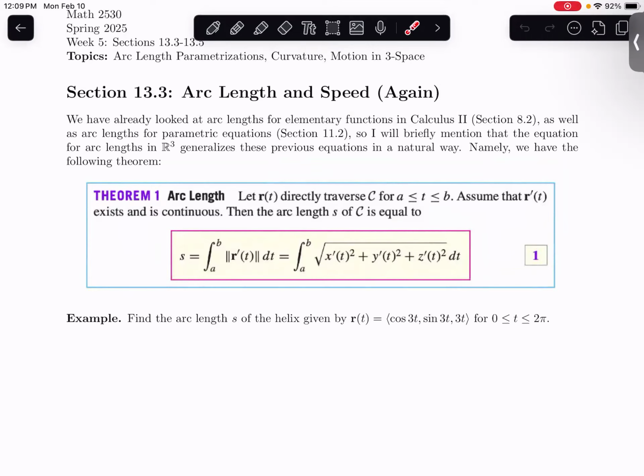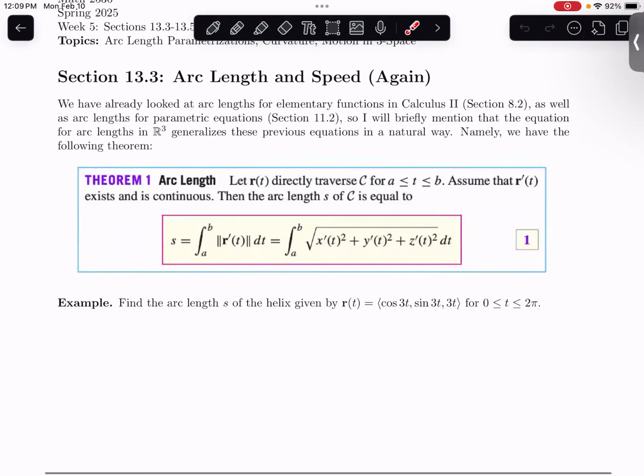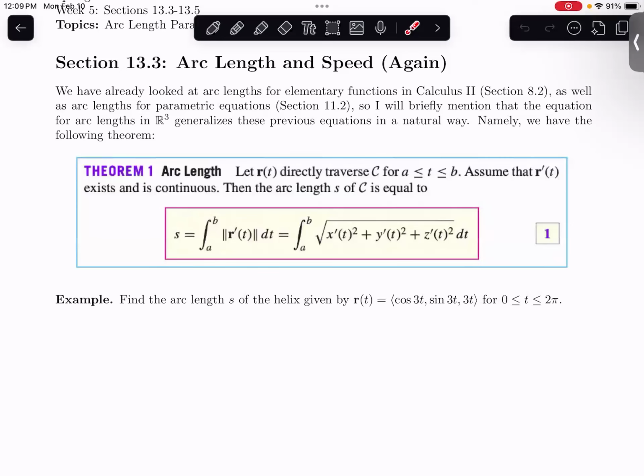Yeah, so just briefly mentioning that the equation for arc length in R3 generalizes the previous equations we've looked at in a natural way. So the arc length formula we're going to be using today and tomorrow is given by the following. We're going to assume that R of t is a vector valued function that traverses some parametric curve C that is parameterized by the domain, so t is between A and B. We're going to assume that R prime of t exists and is continuous. Then the arc length S of our curve C is equal to the following.